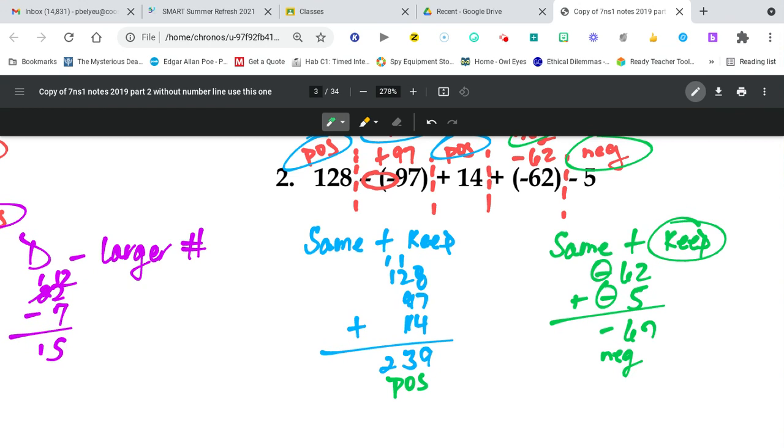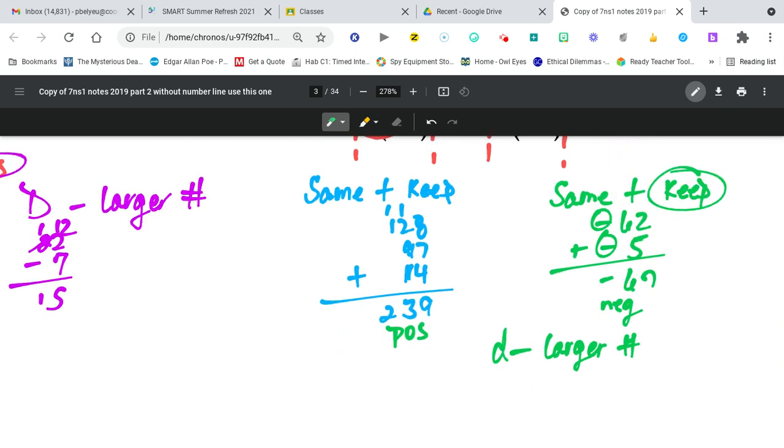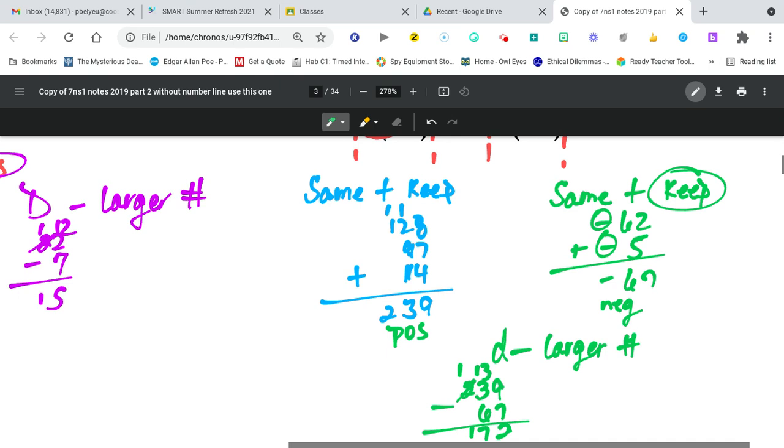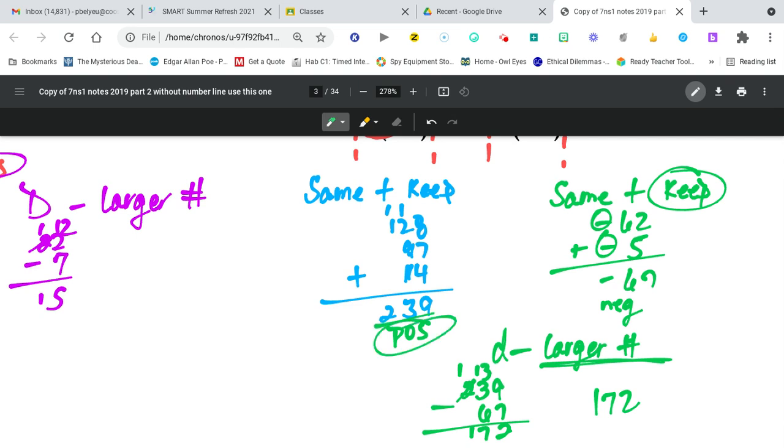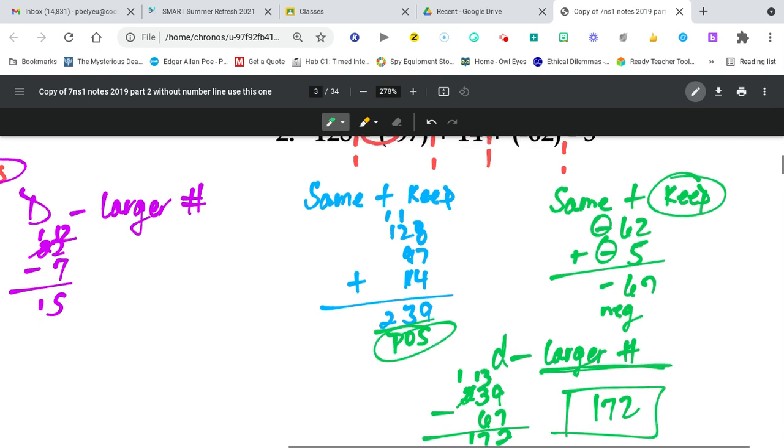Well, what do I do with those two? Well, those two signs are different. So I'm going to subtract and take the sign of the larger number. So to subtract, put the larger number on top. 239 minus 67. It's 172. Now, is 172 going to be positive or negative? Well, it says keep the sign of the larger number. Well, the larger number is 239 and it's positive. So my answer is positive 172.